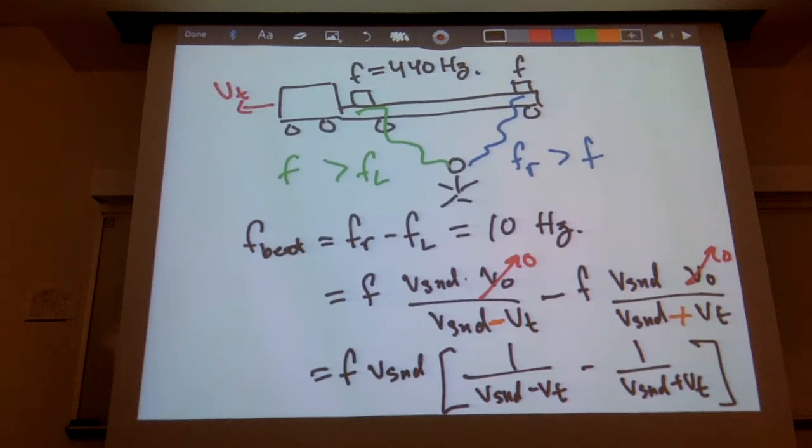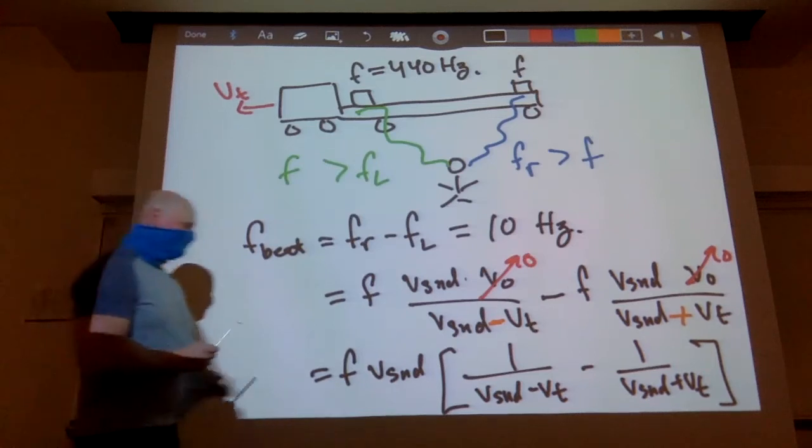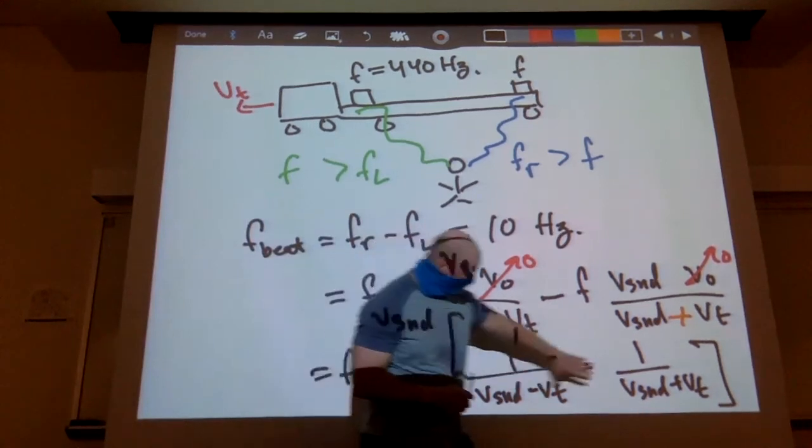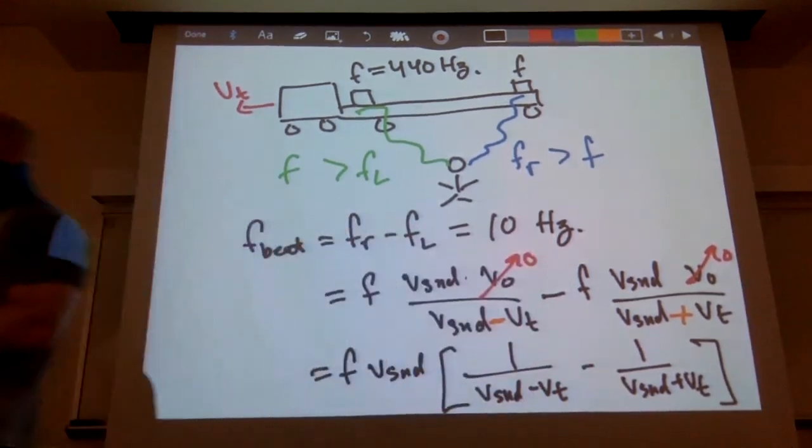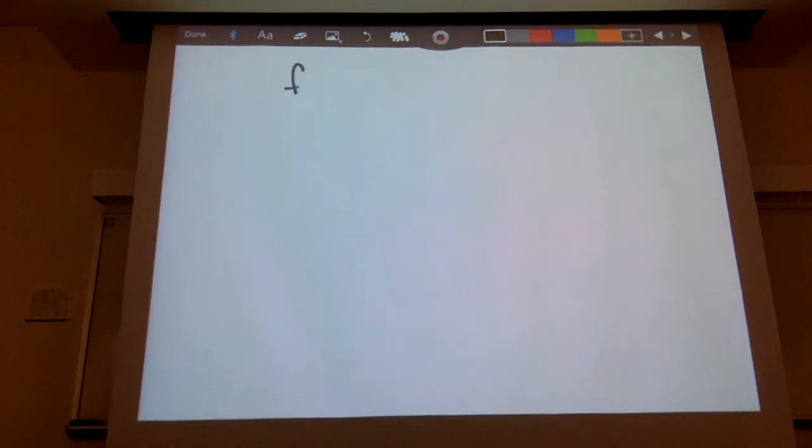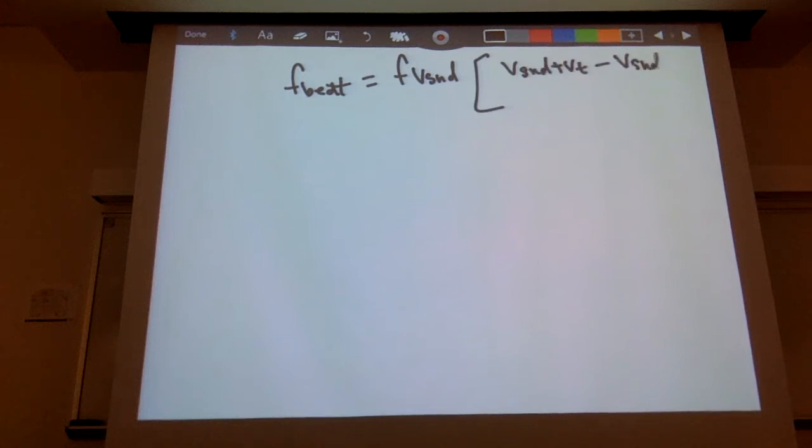Okay? From here, it's easiest to find the common denominator. Common denominator is simply this guy times this guy. So let's go ahead and do that. So this tells me that my beat frequency is equal to the actual frequency times the speed of sound times then the speed of sound plus the speed of the truck minus the speed of sound minus the speed of the truck, all divided by the product of those two, which is the speed of sound squared minus the speed of the truck squared. Okay?